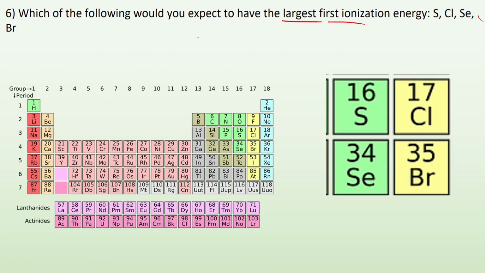Largest first ionization energy. Ionization energy, how much energy it takes to remove an electron, increases as we go left to right, as well as bottom to top. So we're looking for elements that are further to the right and towards the top. Chlorine. The reason chlorine has the highest ionization energy is because it's holding on to those electrons the strongest, so it's going to be the hardest to remove them.